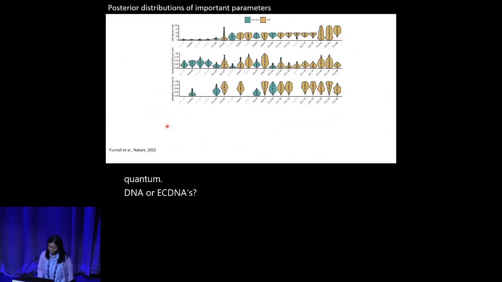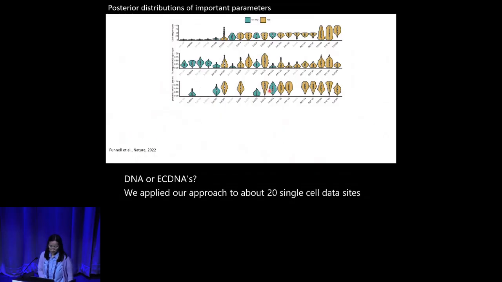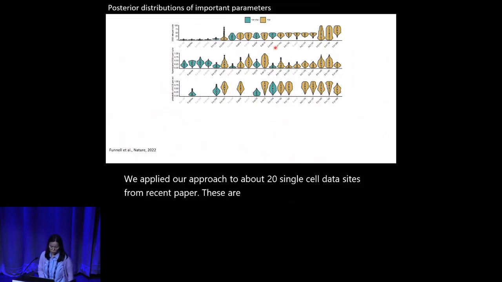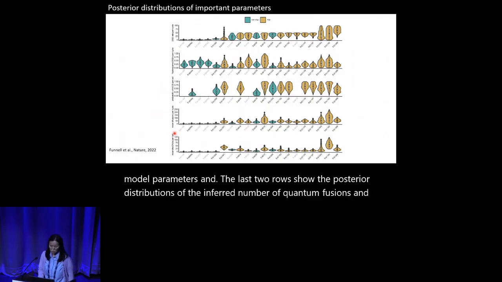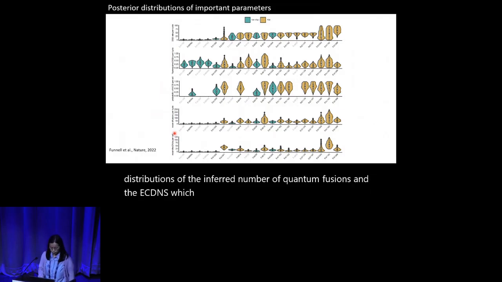We applied our approach to about 20 single-cell data sets from a recent paper. These are the posterior distributions of the model parameters. And the last two rows show the posterior distributions of the inferred number of chromosome fusions and the ecDNAs, which are two important parameters in real data.